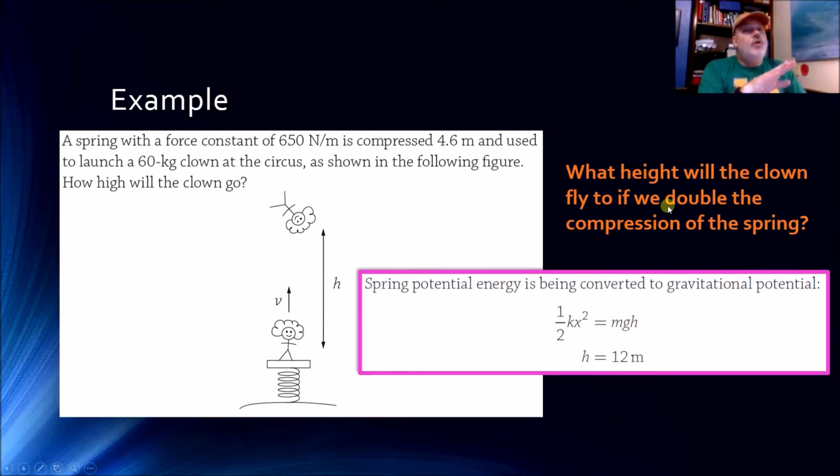Okay, what height will the clown fly to if we double the compression of the spring? So what if we smash the spring down instead of 4.6 meters, we do it twice that amount? How high will the clown go? Well, in our equation right here, we can see that the spring compression, x squared, is related to the height. So if we double the compression, 2 squared is 4, so they'll go 4 times as high.